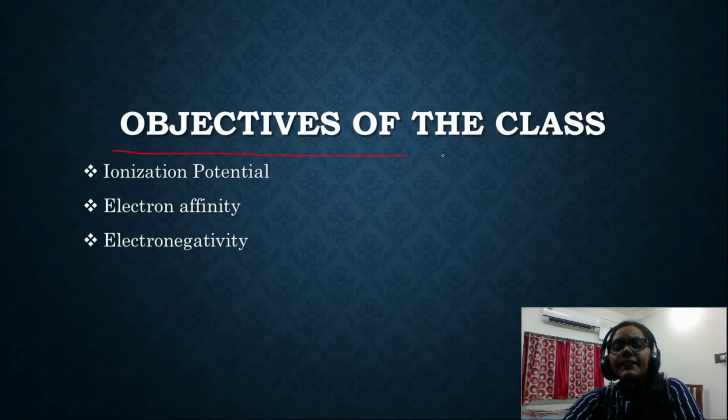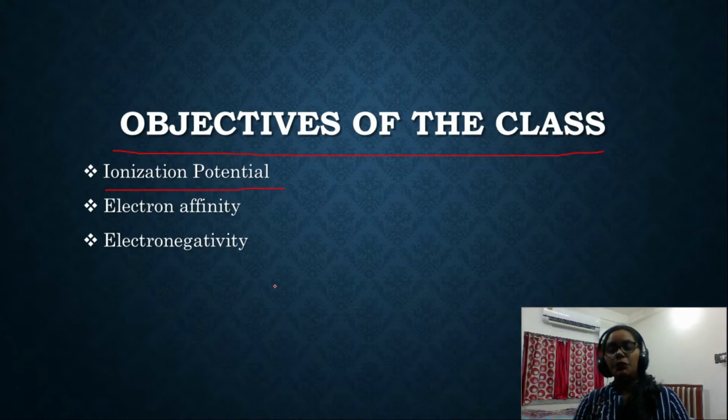So these are some of the objectives of the class. Today we will discuss the ionization potential. What is ionization potential? We can define it, and also we will see what is the trend of ionization potential along the groups and along the periods.